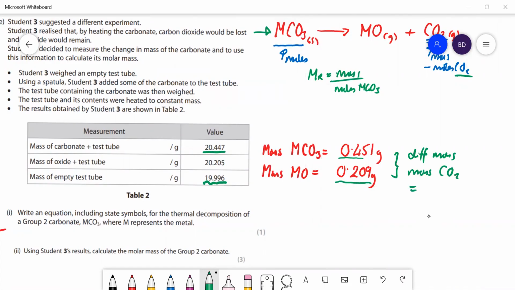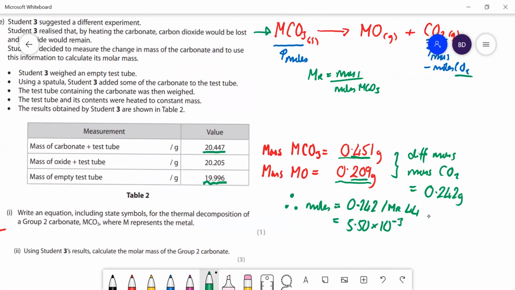So that's going to be equal to, subtract 209 from 451, you get 0.242 grams of carbon dioxide. So we can say, therefore, moles of carbon dioxide, 0.242 over the MR, which is, of course, 44 for carbon dioxide. So the moles of carbon dioxide we've got is exactly 5.50 times 10 to the minus 3.